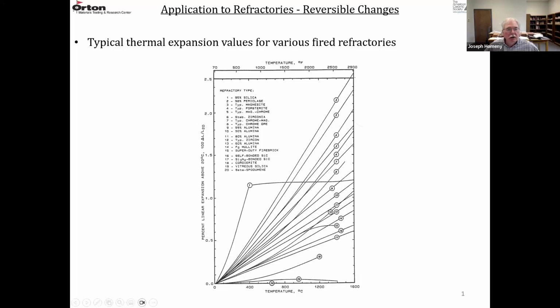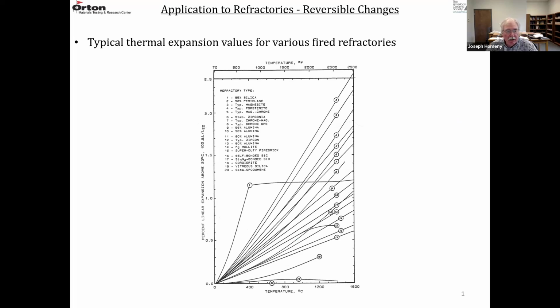Good morning again. We discussed elastic properties. We're doing thermal expansion. We'll finish that today, and we'll start thermal conductivity. So these are some of the properties that are important to manipulate to get improved thermal shock or refractories.